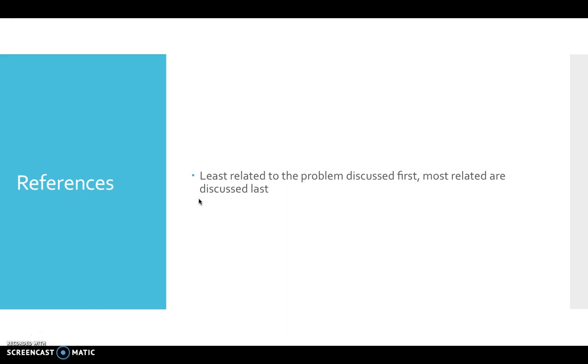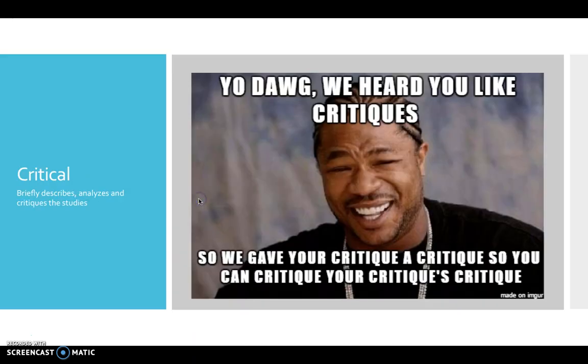As far as references go, again, the least related to the problem are discussed first, and the most related are discussed last. So again, we're talking about that general to specific guideline there. Literature reviews are a little bit critical, and that means that they briefly describe, analyze, and critique the studies that they are listing.